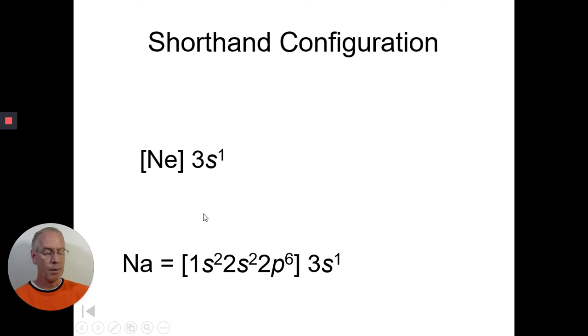So here's how it works. On the periodic table, you find your element. Then you find the element that is the noble gas that comes before your element, and you write that in parentheses, and then whatever comes after that you have to add. So when I do this, I could write out sodium as 1s2, 2s2, 2p6, 3s1, or in shorthand, sodium in shorthand, I misspoke earlier, is just neon 3s1.